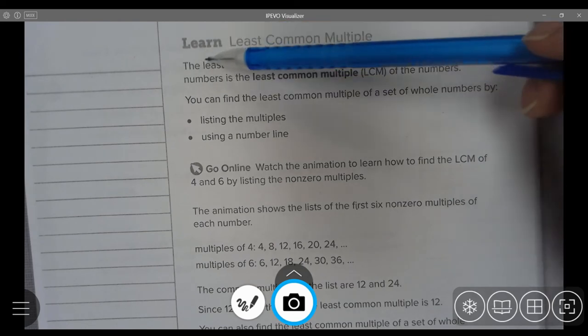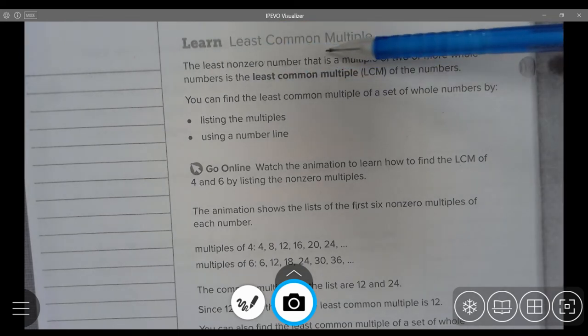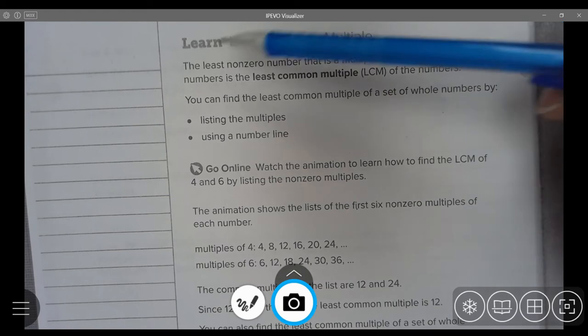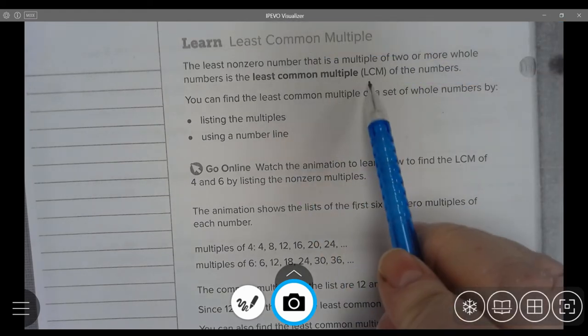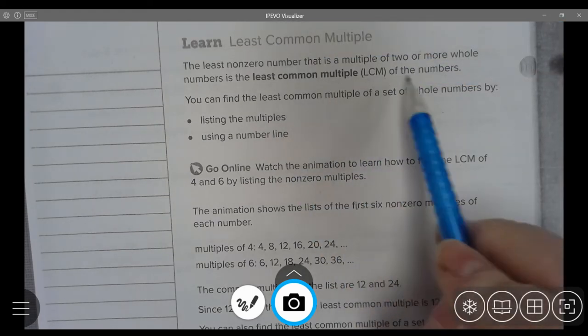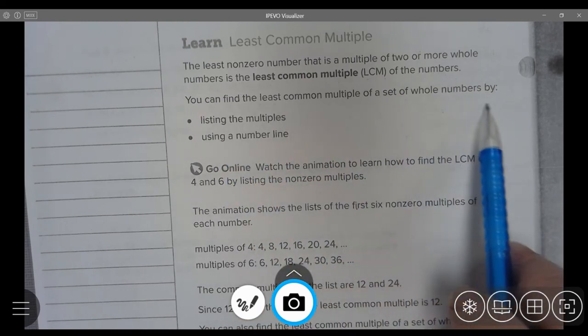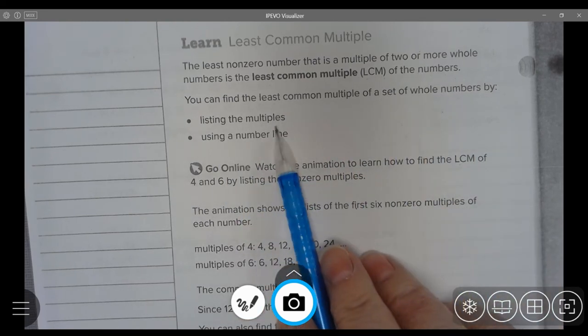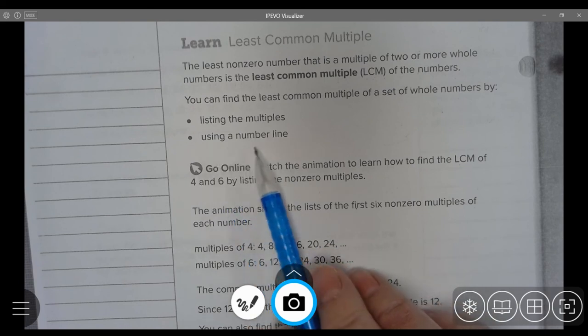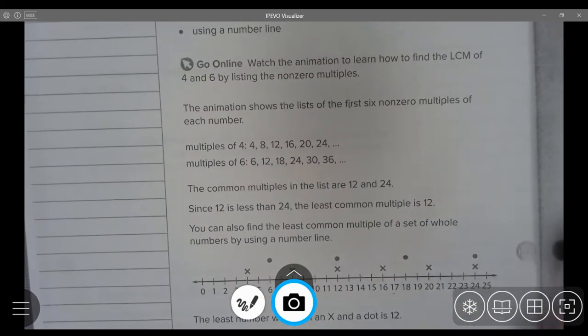The least non-zero number that is a multiple of 2 or more whole numbers is called the least common multiple, LCM, of the numbers. You can find the least common multiple of a set of whole numbers by listing the multiples or using a number line. Here we go.